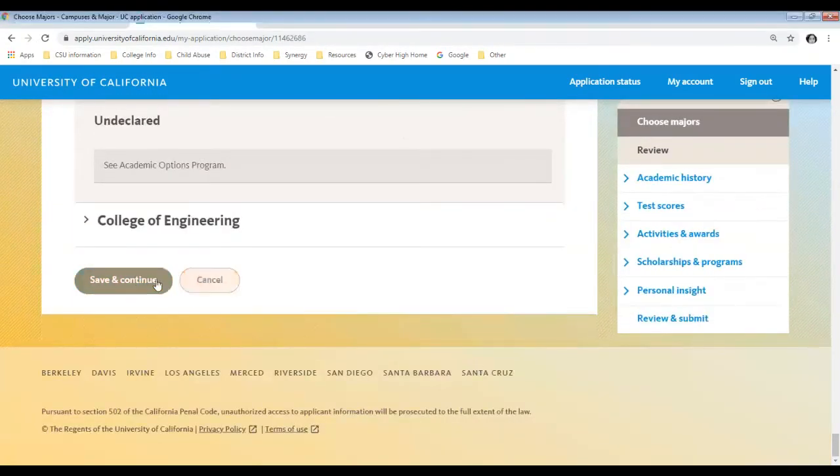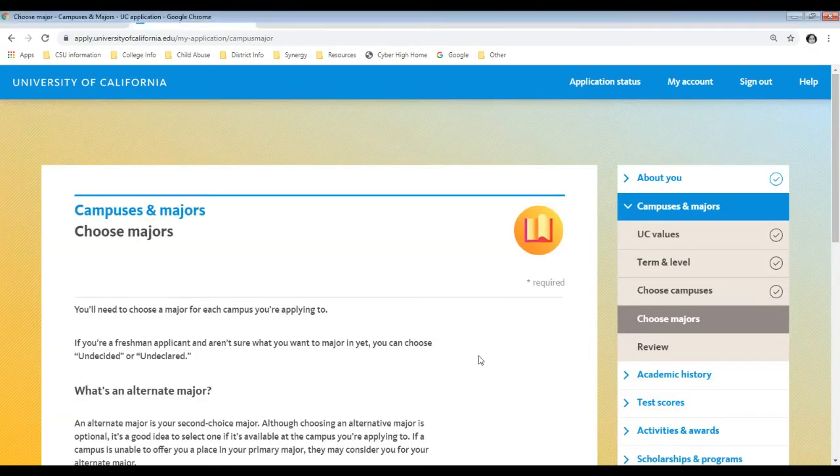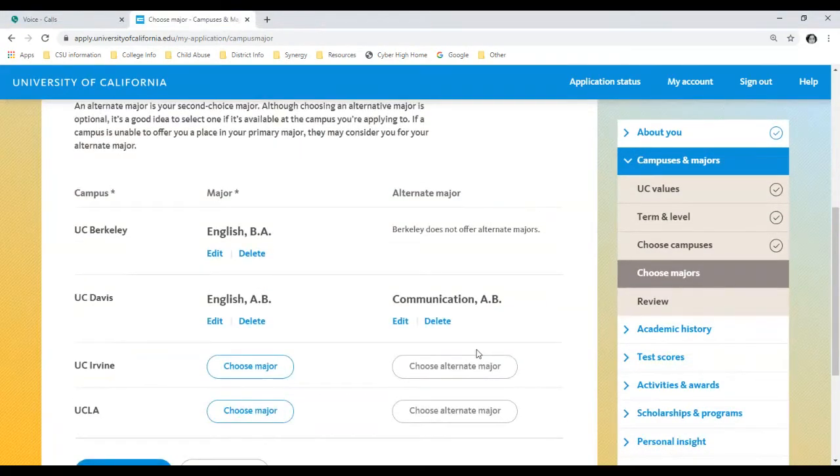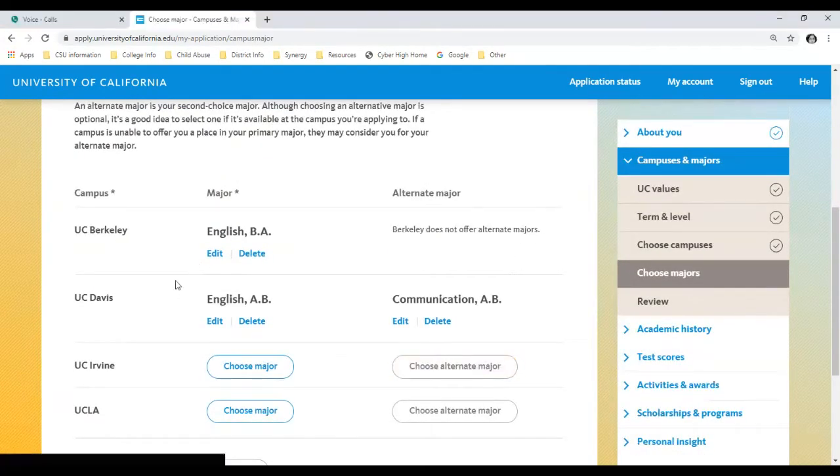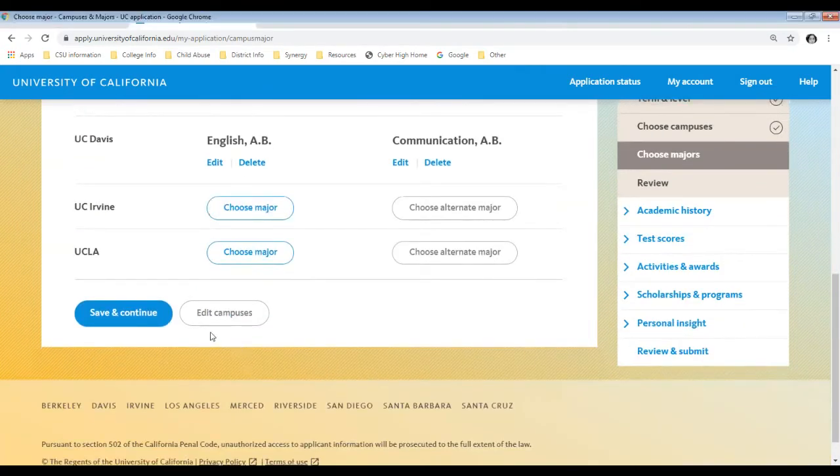I can save and continue at the bottom. Okay, and so now as you can see, UC Davis has both of my majors. So basically my major that I want to major in, and then an alternate major here. Okay, so for the purposes of this application, I'm going to continue going, but if you pick 4 schools, make sure that you select a major and an alternate major for every school.